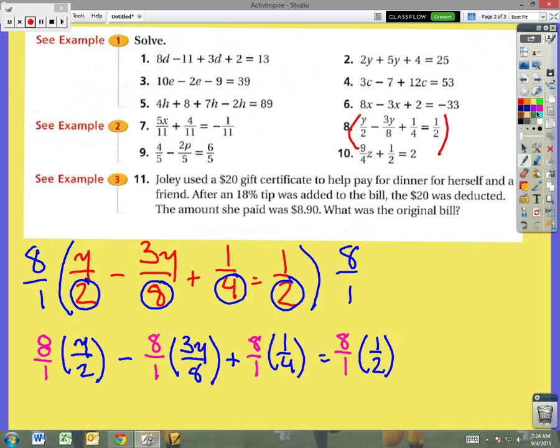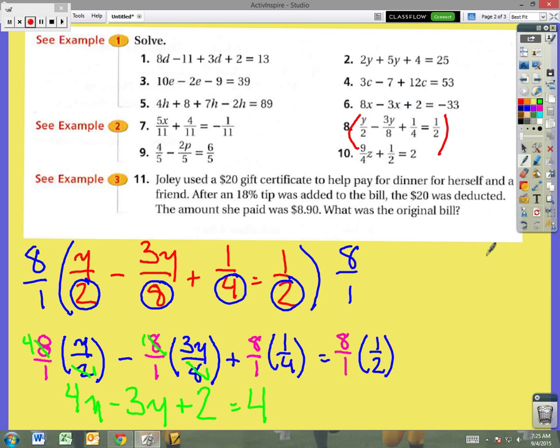Now, again, do a little cross reduction here. I look diagonally. What common factor do they have? They both have 2. 2 goes into 2 once. 2 goes into 8 4 times. Or I can say, hey, what's half of 8? It is 4. So now we have 4 times y, which gives me 4y. Minus, 8 and 8 go into each other once, so we're left with minus 3y. Plus, hey, what's 1/4 of 8? I think I heard Megan Sullivan say it is 2. Correct, Megan. Equals, hey, what's half of 8? Thank you, Anna. It is 4.